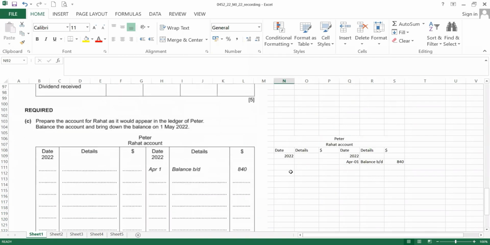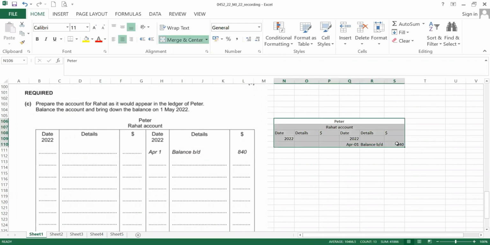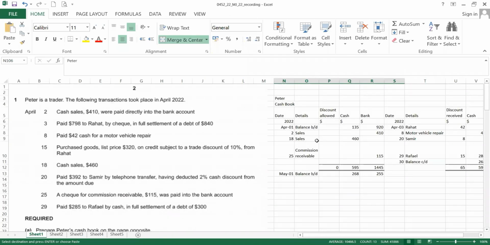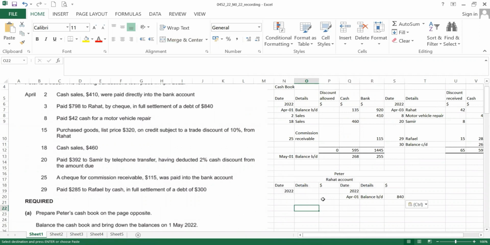Okay, now next is to prepare the account for Rahat as it will appear in Peter's books. Balance on the first. Okay, let's first see what transactions we have. Let's put them in here.